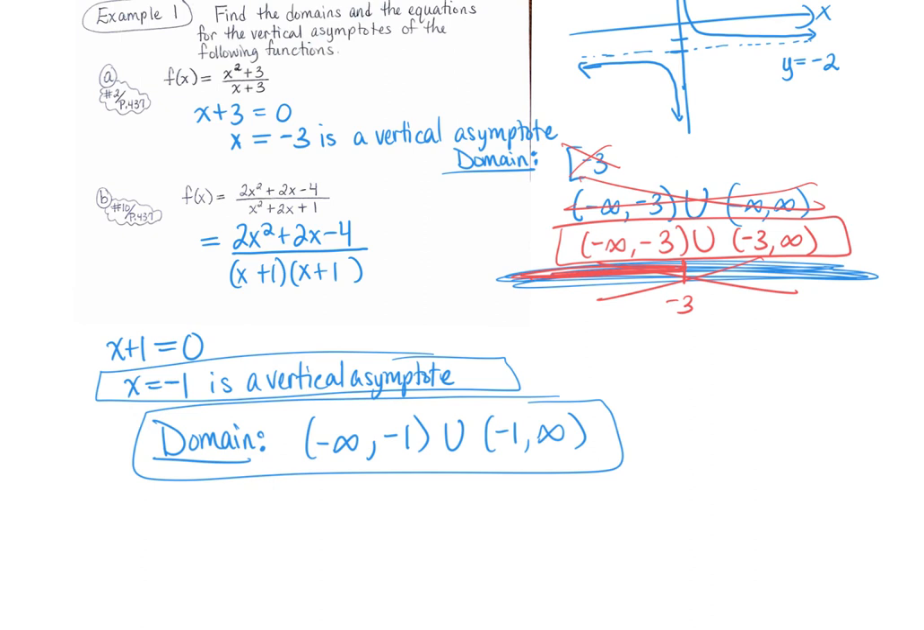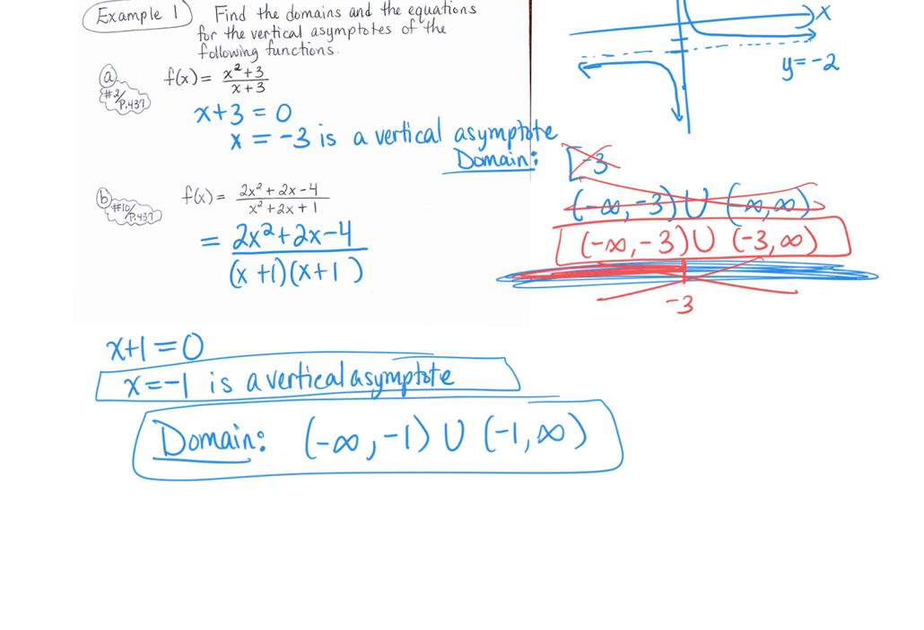Now we're going to talk about equations for horizontal asymptotes. Horizontal asymptote is in the form of what? Y equals. Vertical asymptotes are in the form of? X equals C. Good. Horizontal asymptotes are in the form of? Y equals C. Good. Sound a little bit more enthusiastic.